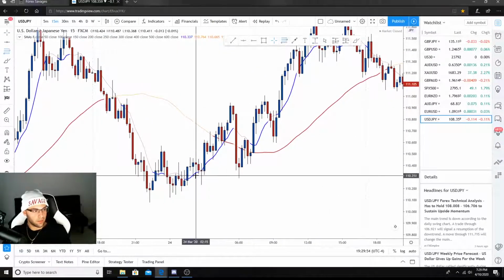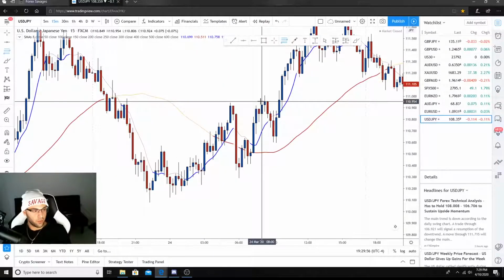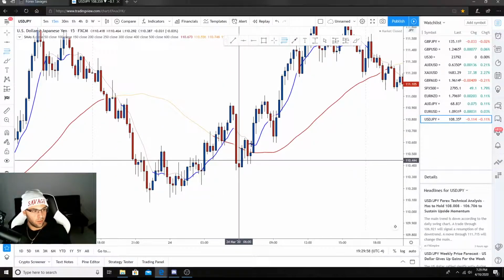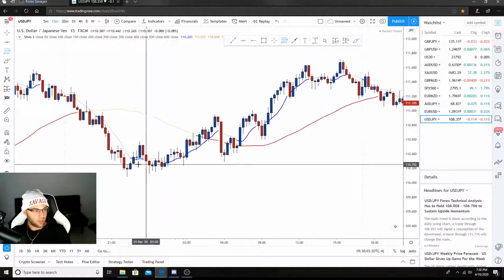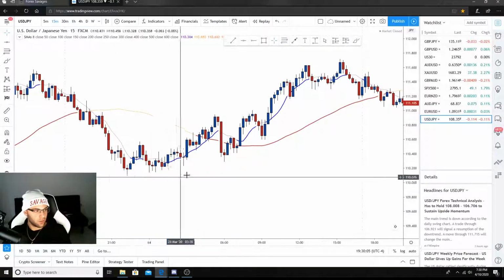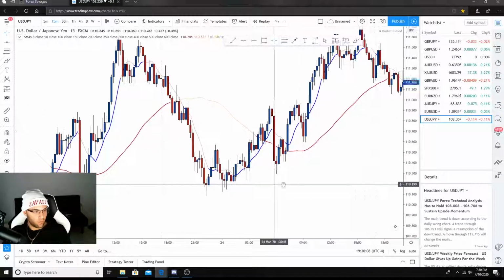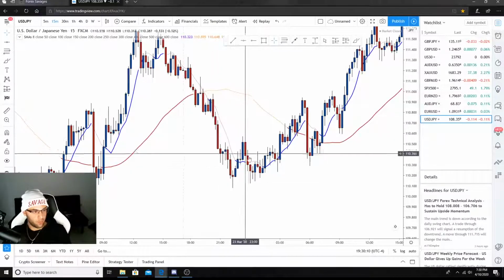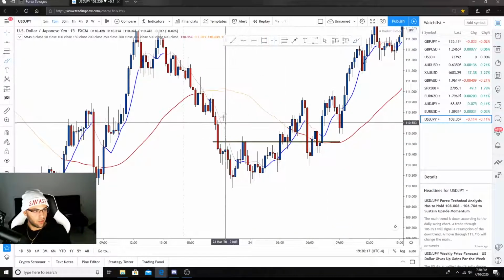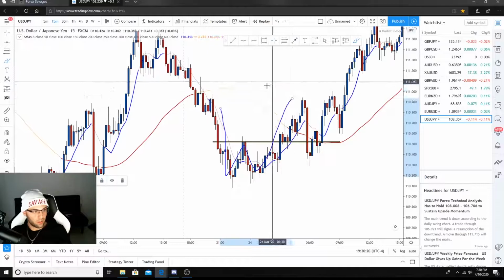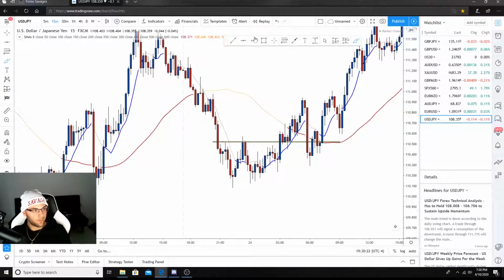So look at this. We have this push right there, this push right there, and it just kept going up. So remember, guys. What do we have here? Boom, boom, boom, boom, as you guys can see. Neckline. It's forming a W. Clean that up.